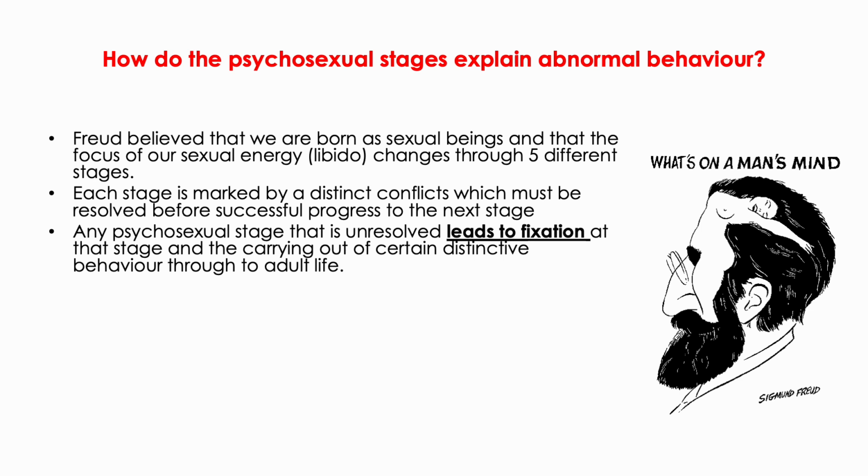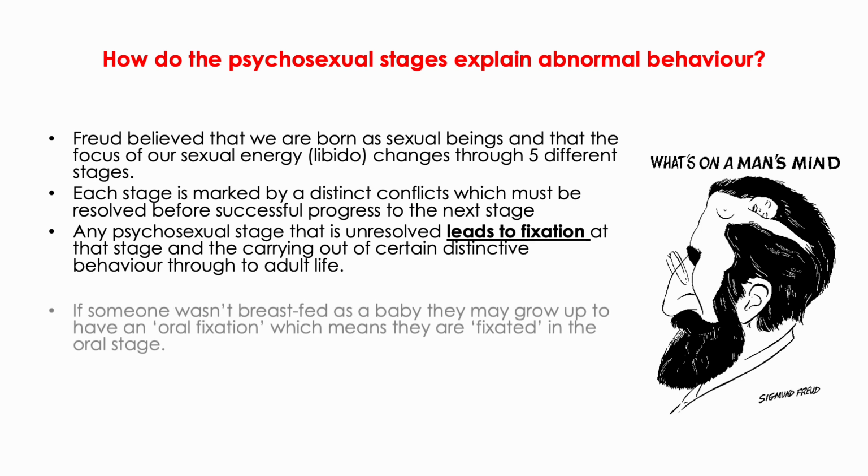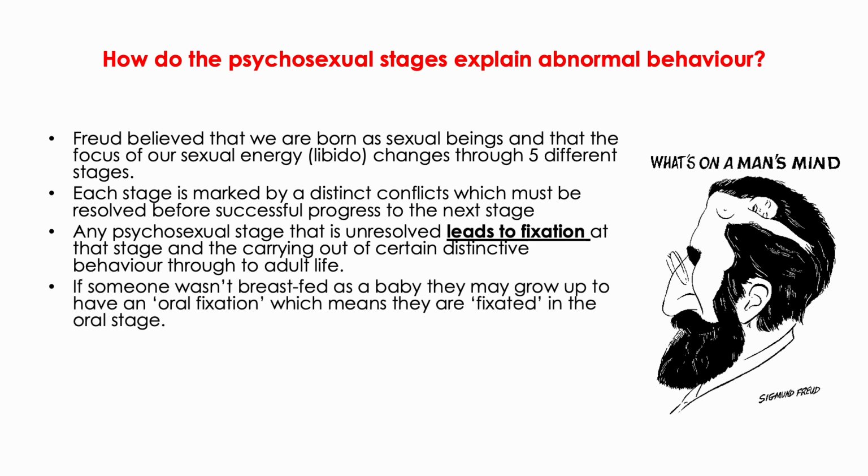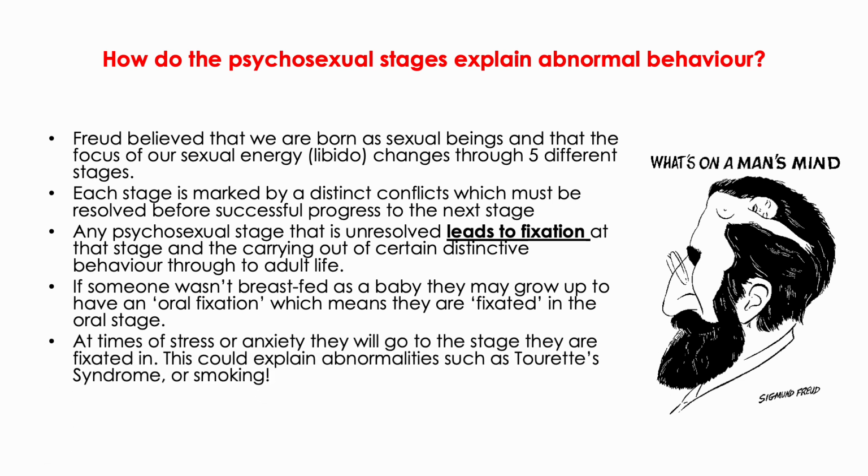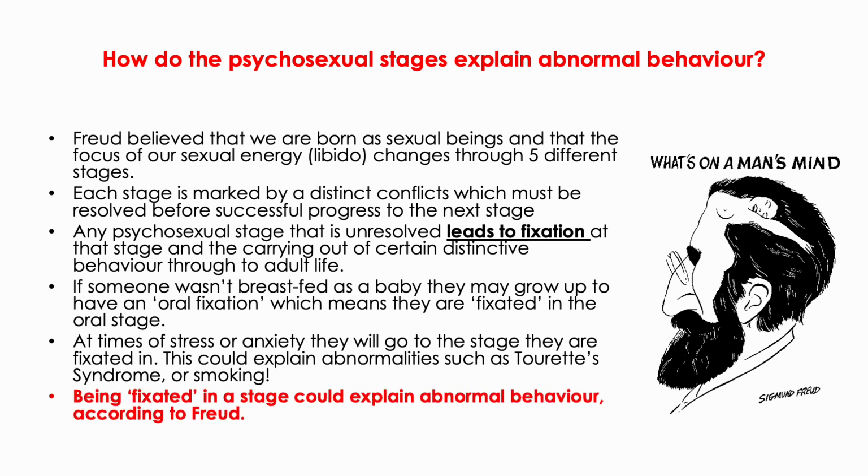So, for example, fixation in the anal stage can lead to an adult being very messy, which is called anal expulsive, or very tidy and a neat freak, which is anal retentive. And so they carry out behaviour that links to the stage they are fixated in. If someone wasn't breastfed as a baby, they might grow up to have an oral fixation. They get fixated in that oral stage, and so they might develop Tourette's syndrome, or they might become a really heavy smoker. So being fixated in a stage leads to abnormal behaviour, according to Freud.